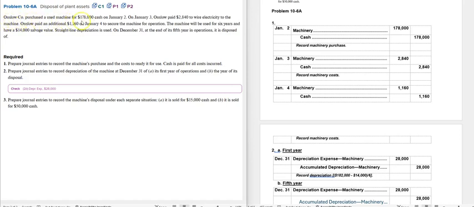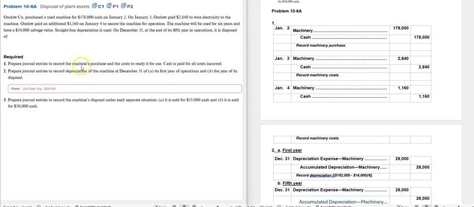Onslow Company purchased a machine for $178,000 cash on January 2nd. On January 3rd, they paid $2,840 to wire electricity to the machine. Onslow paid an additional $1,160 on January 4th to secure the machine for operation. The machine will be used for 6 years and has a salvage value of $14,000. They will be using the straight line depreciation method to record depreciation expense. On December 31st, at the end of the 5th year of operations, it is disposed of.